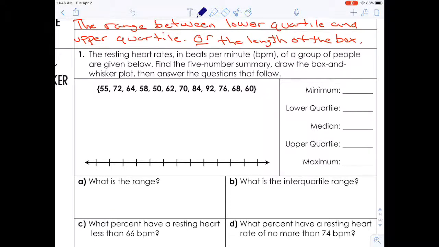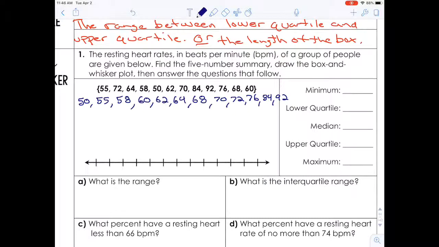Okay, so before I start drawing things over here, I like to get my 5 number summary. So let's start with the easy ones. We got 55, and we got, oh, they're not in order, are they? It might not be 55. Okay, let's go ahead and put these guys in order. I will do it for you. So everybody write 50, and then go 55, 58, 60, 62, 64, 68, 70, 72, 76, 84, and 92.